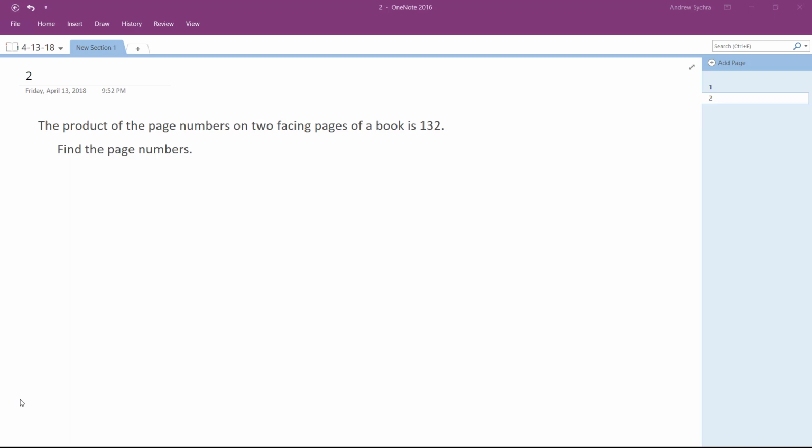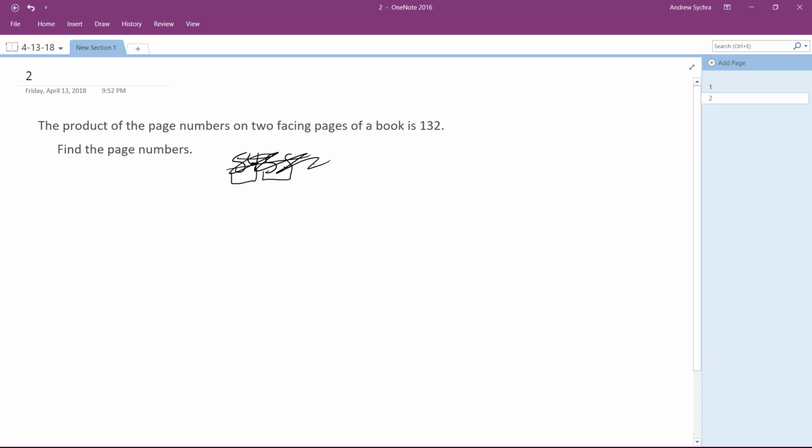All right, so the product of the page numbers on the two facing pages of a book is 132. So find the page numbers. That means the two pages are sequential. I'm just going to make something up. This isn't the solution, but like page 54 and page 55. They're two sequential pages, but the product of them equals 132.